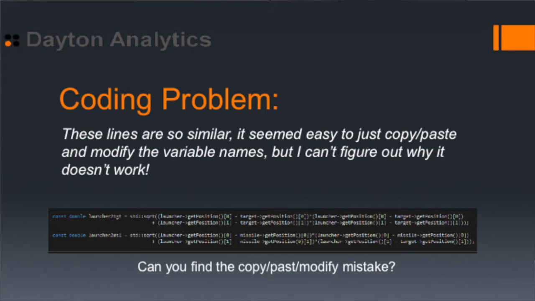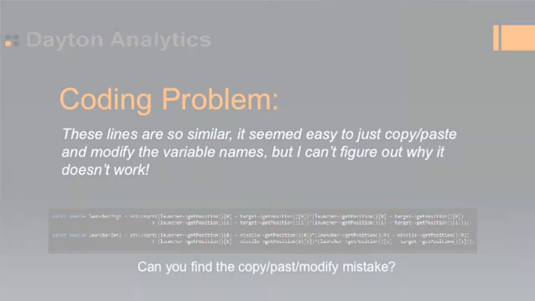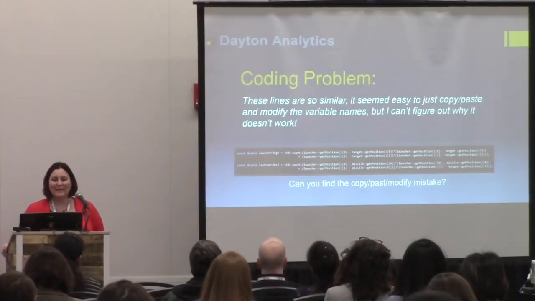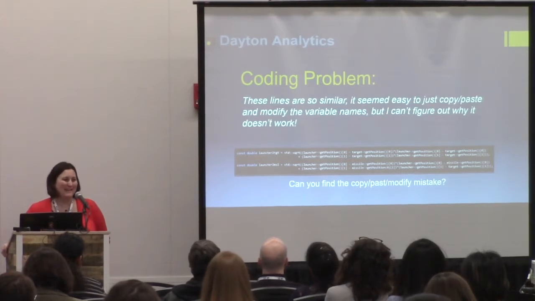So a really common bug is when you have lines of code that are the same, so you're going to copy it and paste it, and then make the change. You're going to change the variable name. But it turns out people are really terrible at doing this. It seems so easy. It's so tempting. Can you guys find the mistake?